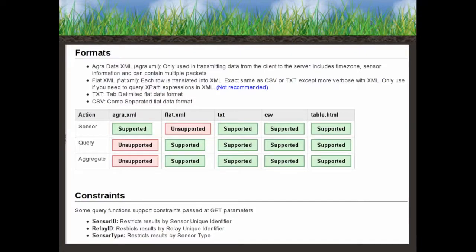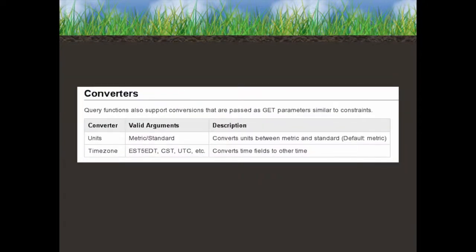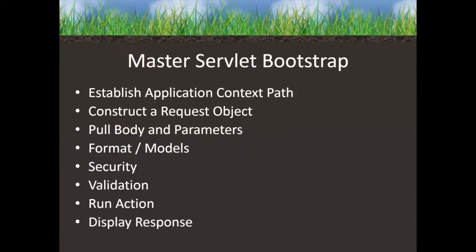Also, here are all of our formats and the documentation for them and which ones are supported for which function types. And also, you have constraints, which are passed in just like conversions. So constraints are if I only want to see one sensor ID, one relay ID, or one sensor type. And then here we have our converters.